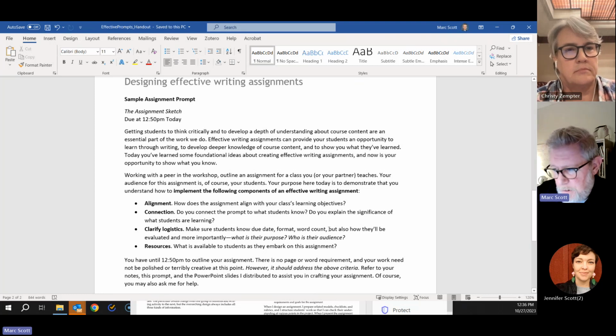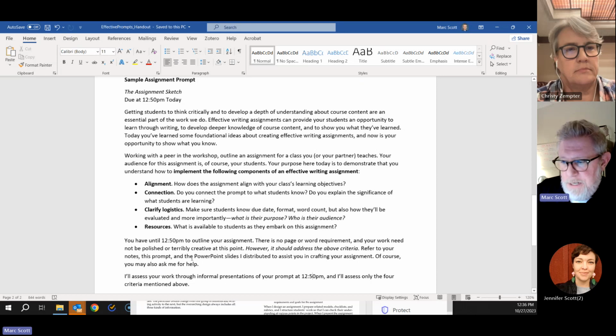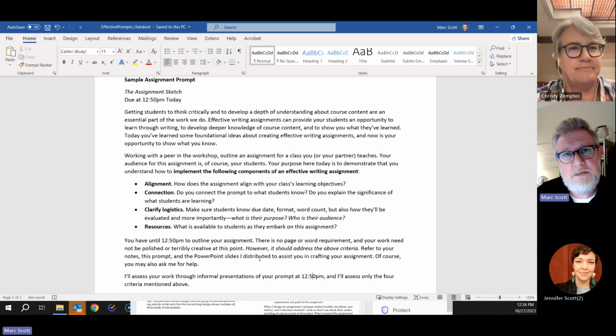The resources. Refer to your notes, this prompt, and the PowerPoint slides I distributed. So I didn't have PowerPoint slides. I apologize for that. But here are the things that you can point to, and if you get a little bit stuck, you can go back to that, or you can raise a hand and I would come around. So you have a sense of where you can go if you're stuck. Connect with students. I think that this is written in language that folks can pretty much get. There's no complicated jargon or anything like that.